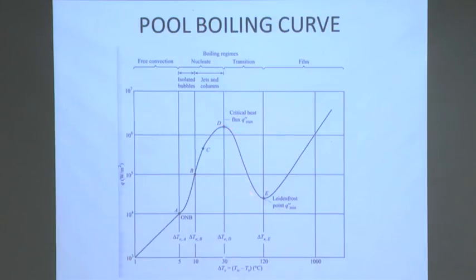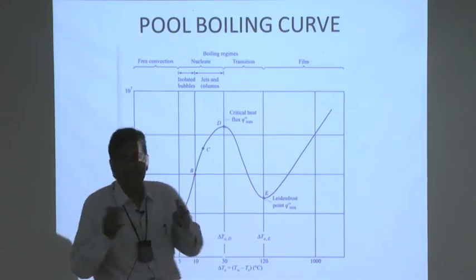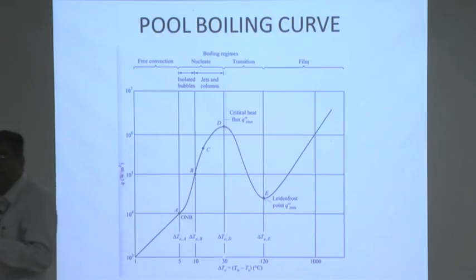But why is this part known as transition? Within a regime where the nucleate boiling is converted to film boiling, from delta T 30 up to delta T 120, things become transition. It happens in all natural phenomena. Transition means sometimes it is nucleate, sometimes it is film. That means sometimes, it has been observed in experiment. I will show you the experimental setup.